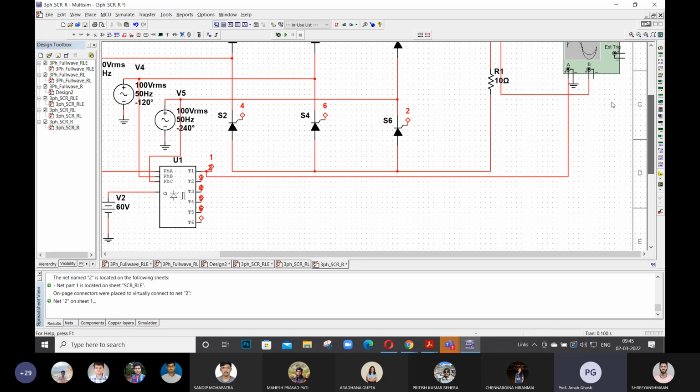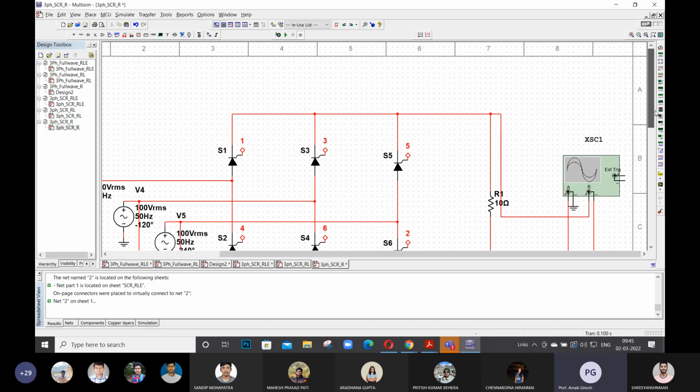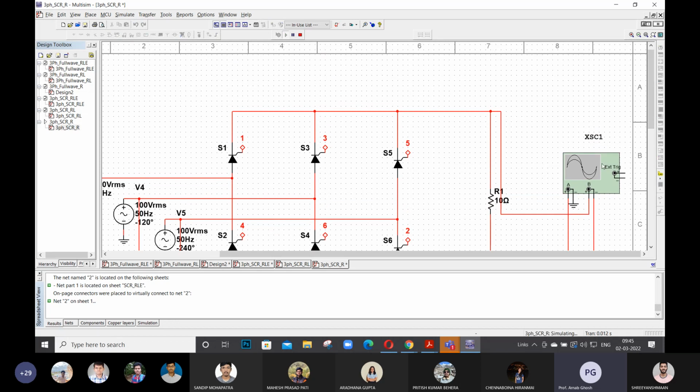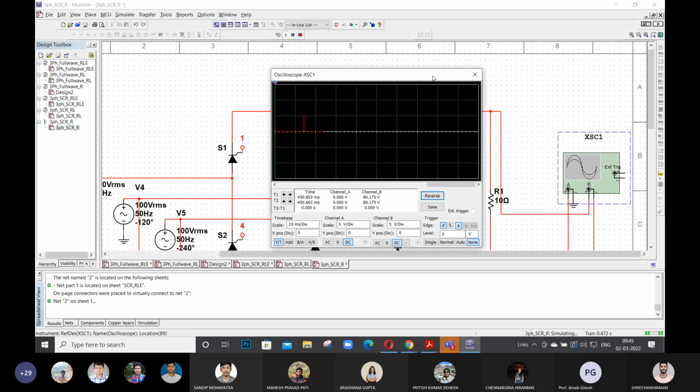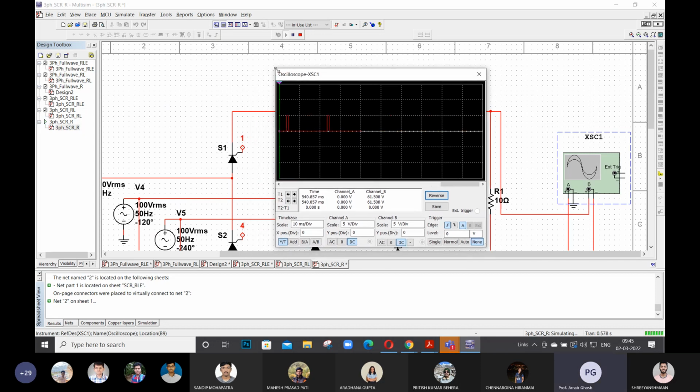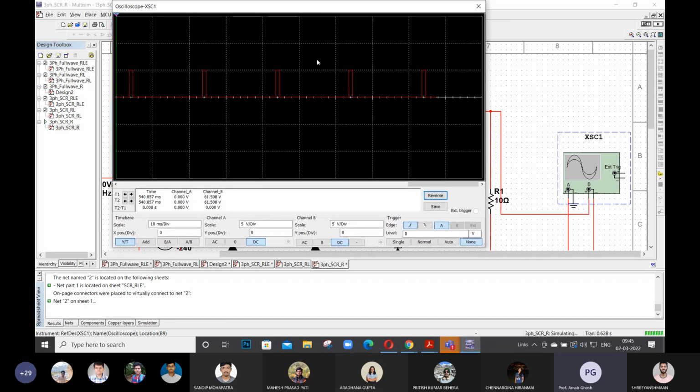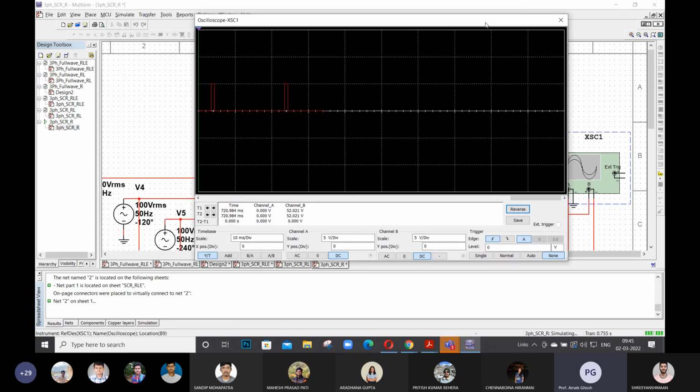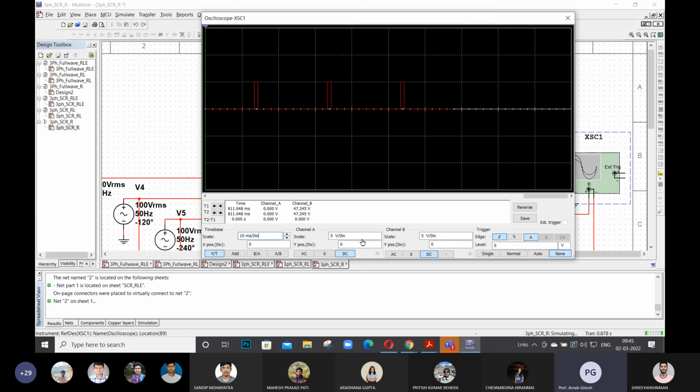I want to see whether both the voltages are in phase, meaning the gate pulse and the output are in phase, or is there any phase difference? That is my motivation, that I want to see. Okay, so amplify a little, amplification is required. Or you can change the volts per division. No, make it 5 volts per division. Change it to 5 volts per division for channel B.